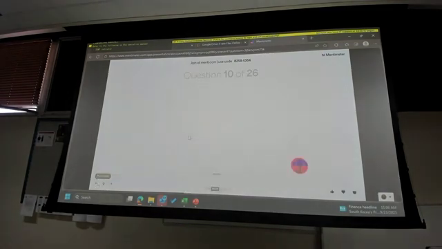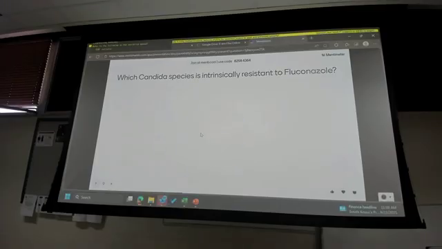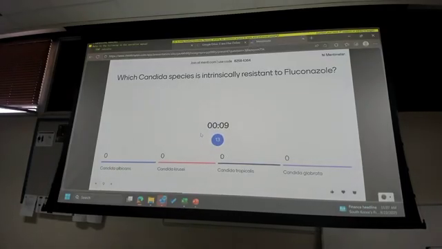No flu for the group. That's right. Yes, no flu for the group. Alright, which Candida species is intrinsically resistant to fluconazole?